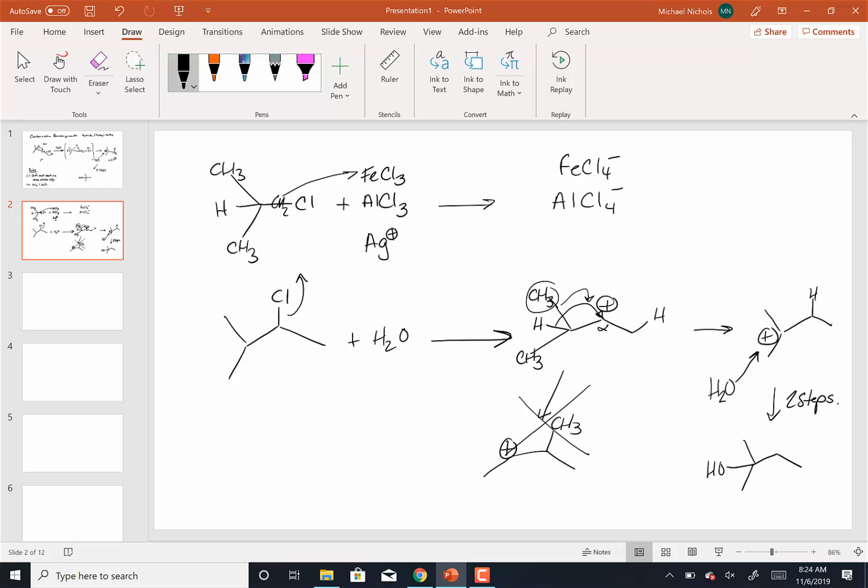Is there ever a case where the methyl shift is better than a hydride shift then? Well, yes, but not with these systems.